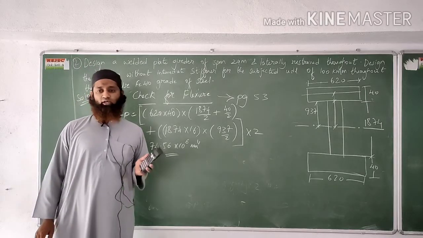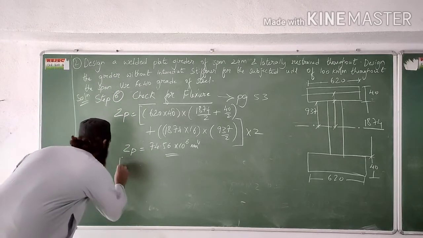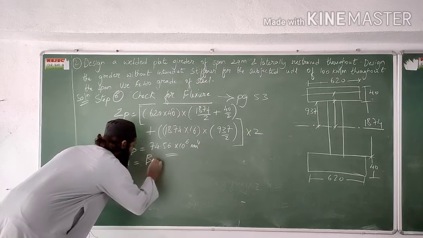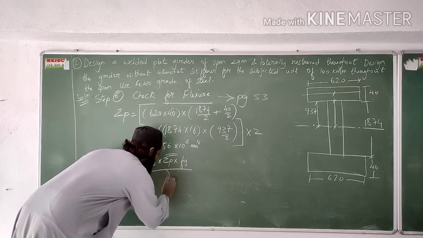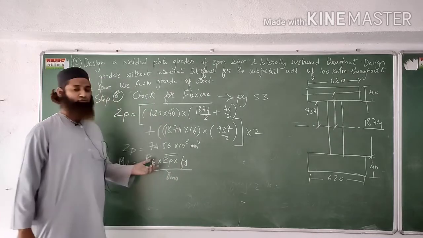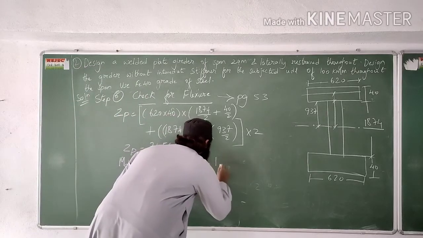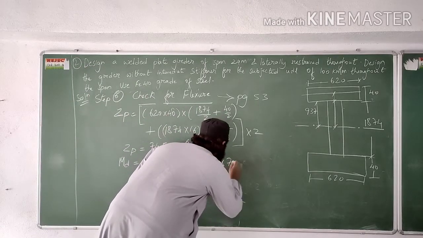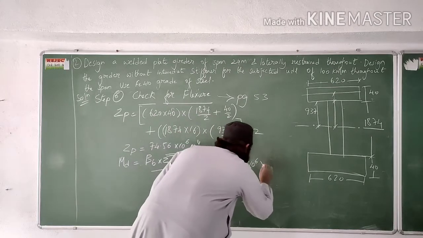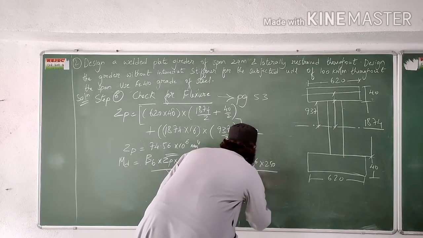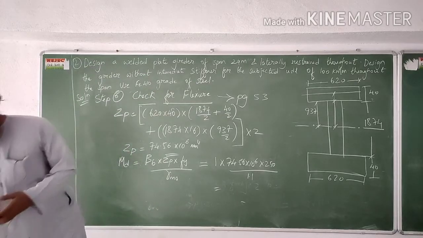Now what we have to do is just substitute these values. MD is equal to BB into ZP into Fy by gamma M0. Let us substitute all these values. BB is 1, ZP is 74.56 into 10 to the power of 6, into Fy is 250, divided by 1.1. Just check this value. Please calculate this value.